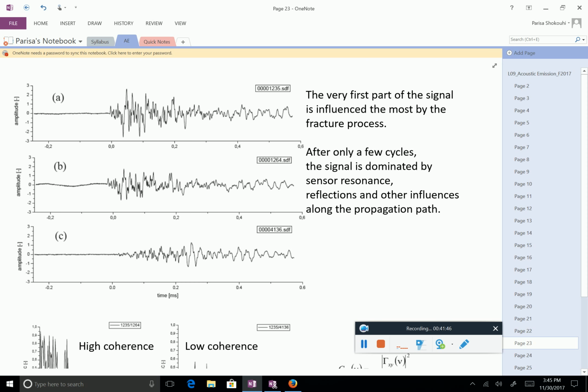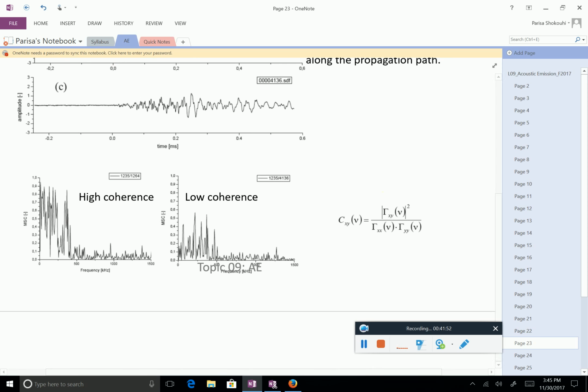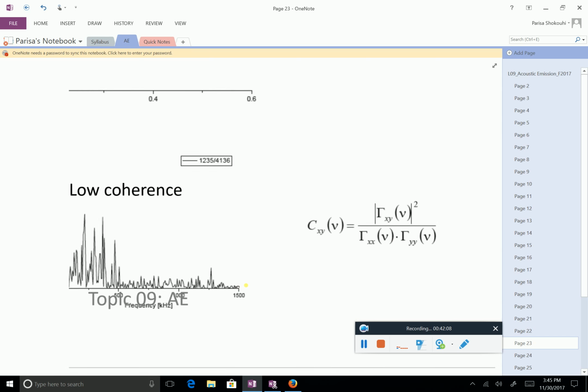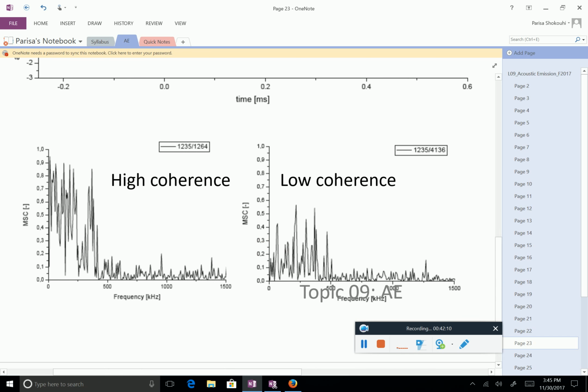So what we can do is look at the coherence function, just like the one I showed you. Remember, I used S last time, so it was like S between receiver 1 and 2. You look at the coherence in the frequency domain. Exactly the same formula, and look what happens.